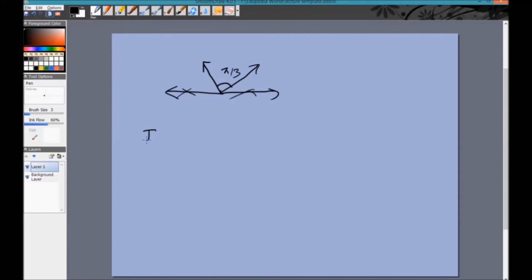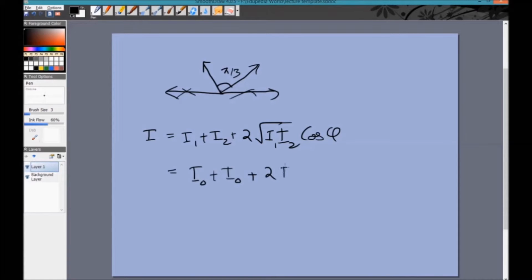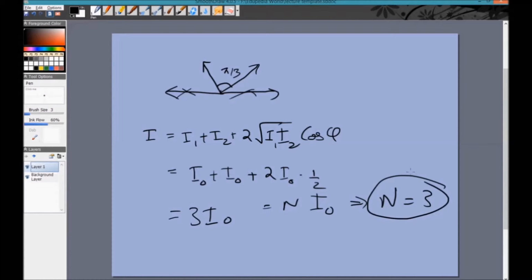So for that we know the answer. I is equal to I1 plus I2 plus 2 root I1 I2 cos phi, where phi is the phase difference. In this case it will be I naught plus I naught plus 2 times I naught times cos of pi by 3. Cos of pi by 3 is half. So this is 3 I naught, and then in the question we are given that this is equal to n I naught. So from this I get the answer that n is equal to 3.